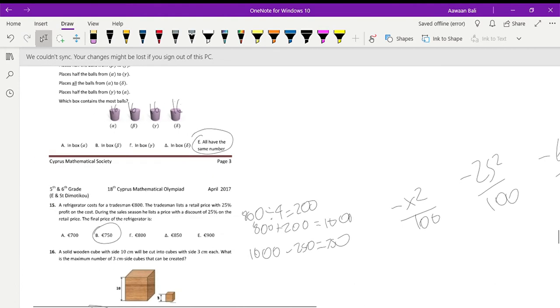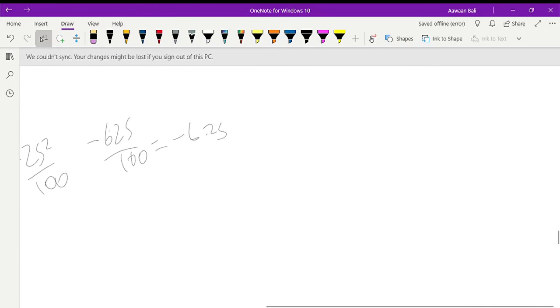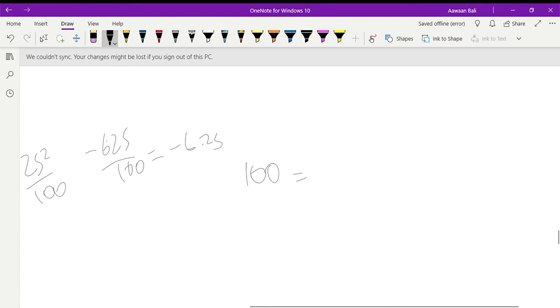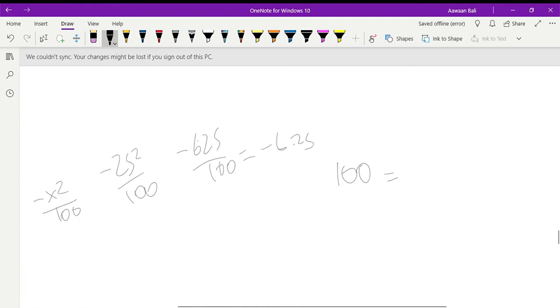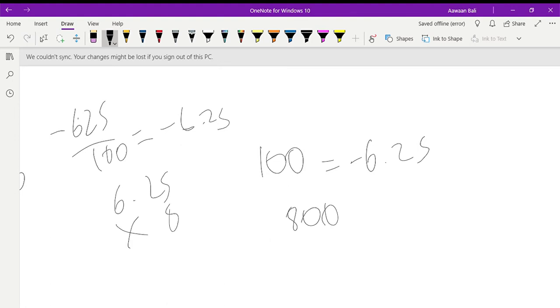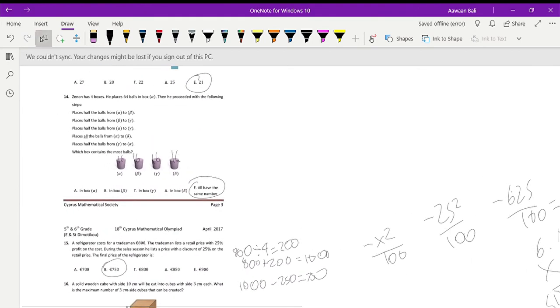Now we know basically that €100 gets a discount of €6.25. Then you multiply by 8. So 6.25 times 8 is 50. So 800 would have a €50 discount when you get that.